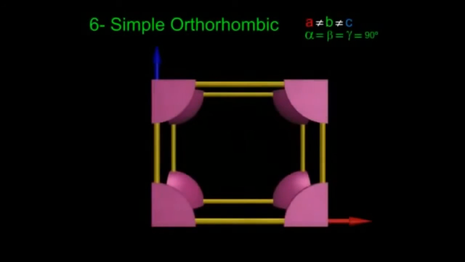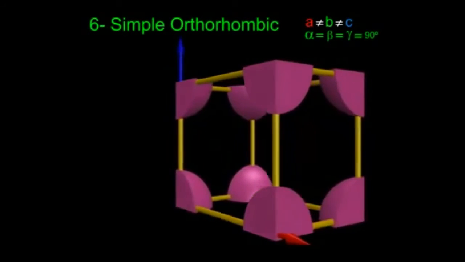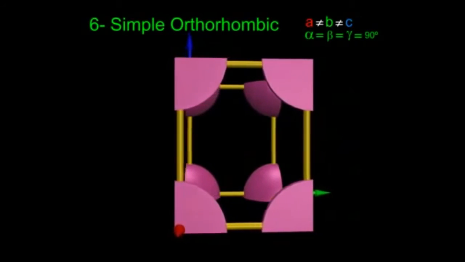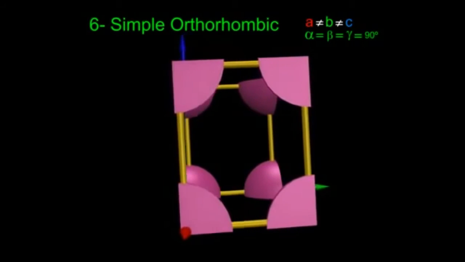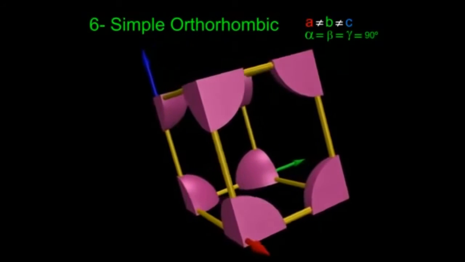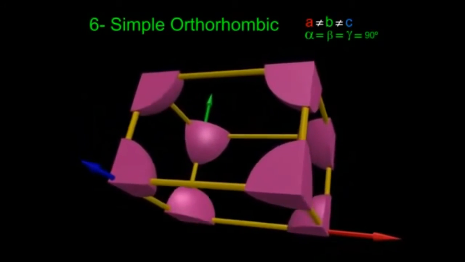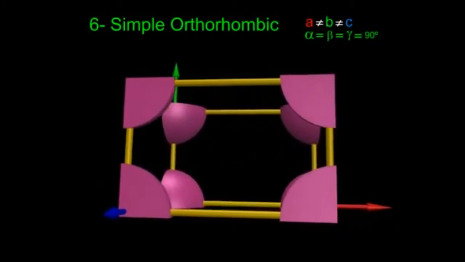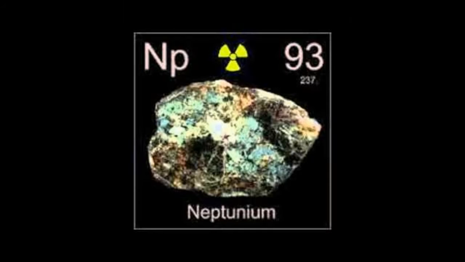The primitive orthorhombic lattice is a cubic lattice that has been stretched or compressed so that the lattice constants in the three basic directions are all different. Simple or primitive orthorhombic lattice has one lattice point at each of the corners of the unit cell, and the interaxial angles, that is alpha, beta and gamma, are all equal to 90 degrees. An example of a simple or primitive orthorhombic lattice is neptunium.